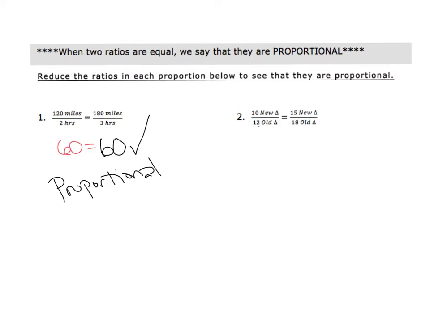Let's check number 2. New over old, this is already wording for scale factor. Fun fact. So if you have 10 over 12 and you reduce that fraction, you get 5 over 6. If we reduce 15 over 18, the hope is we also get 5 over 6, and that is true. So check, it is proportional too.